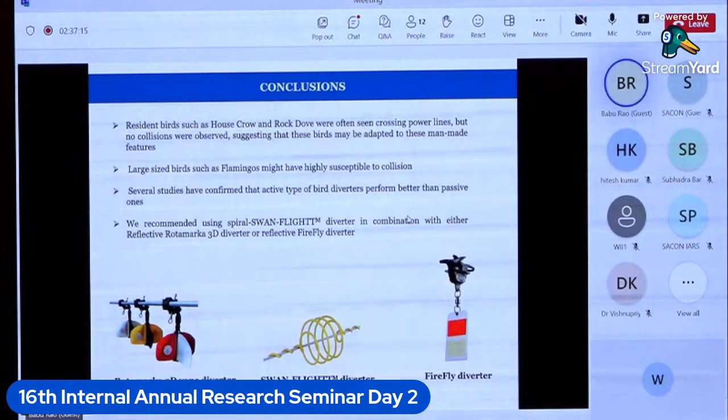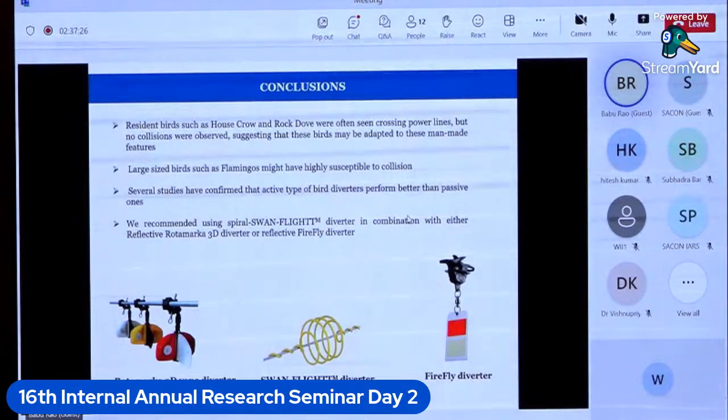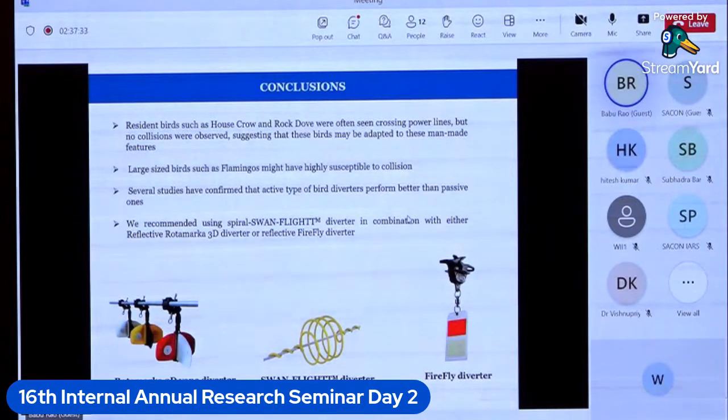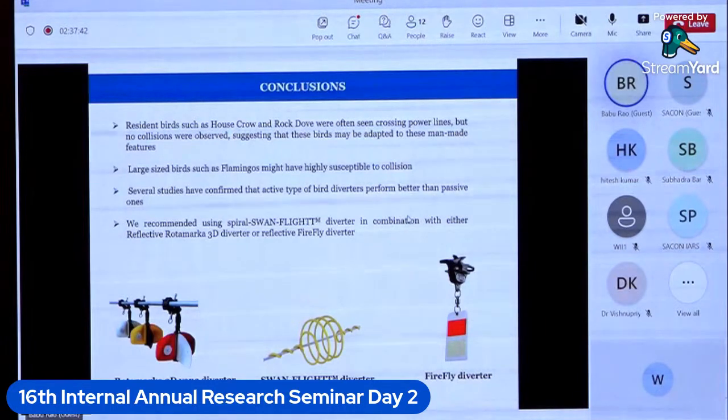During the literature survey, we came to know that active bird flight diverters are more effective than passive bird diverters, and we further came to know that no single bird diverter is going to work effectively for all bird species in multiple environmental conditions. By considering this, we suggested one passive bird diverter, that is a spiral flight diverter, in combination with one active bird flight diverter, that is an effective rotor marker and effective flight diverters.